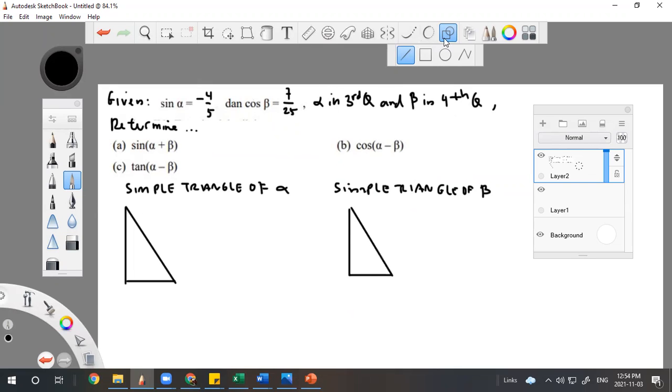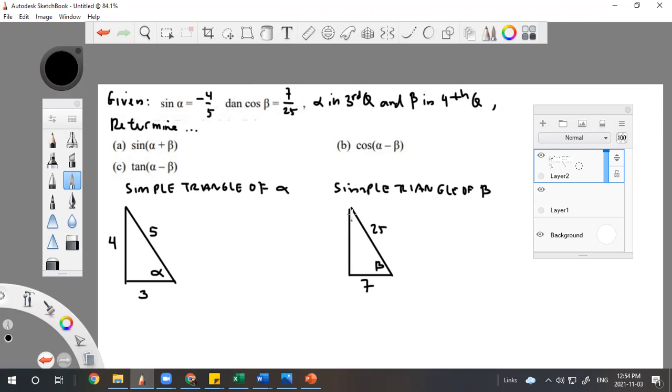Okay, next, this is alpha. What is sine? So 4/5, opposite over hypotenuse. You don't have to think of the negative first. Okay, that's for the simple triangle. And then this will be Pythagoras, 5 squared minus 4 squared. We get the triple Pythagoras already. Done. And B, cos B equals 7/25. So cos 7, adjacent over hypotenuse 25.